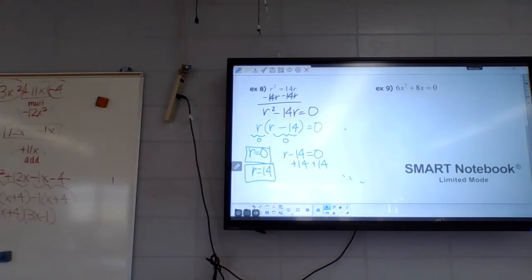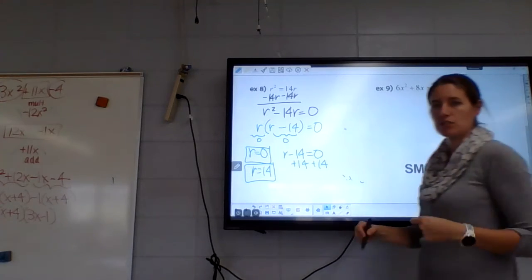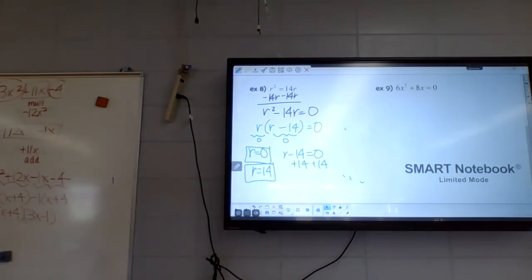So if you tried that other method on this one, that would cause you some issues. This is the GCF factoring we want to do here. So I'll give you guys a second to try this one if you haven't done that. And then examples 10 and 11 you can either do by factoring or by square roots. It says solve by any method, so if you prefer using square roots, that's fine. You can also factor.